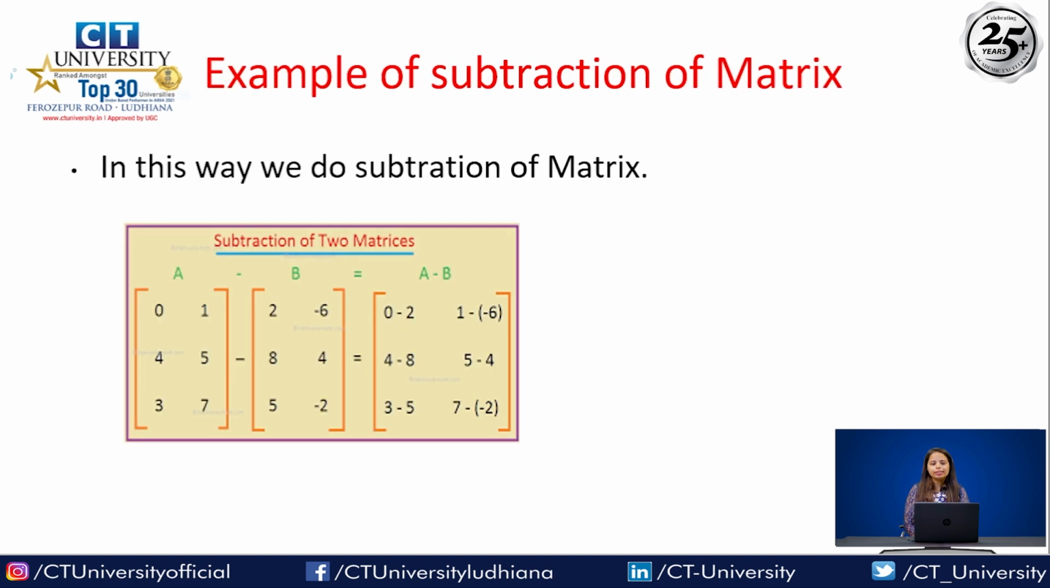Okay, so this is your example of the subtraction of matrices. There are two matrices, the first matrix is of order 3 cross 3 and the second matrix is of order 3 cross 3. In this case you can subtract these two matrices. What is the method for subtracting them? First of all, you have to subtract the first element of the first matrix from the first element of the second matrix. So 0 minus 2 is minus 2, 1 minus of minus 6 is plus 6. Just like that you have to subtract these two matrices, and this is a very simple and interesting method to subtract two matrices.